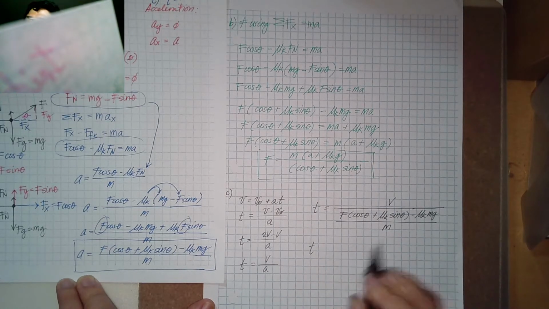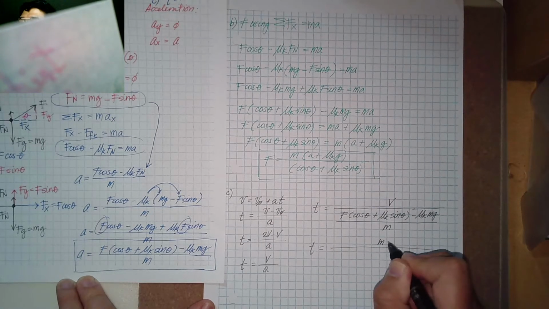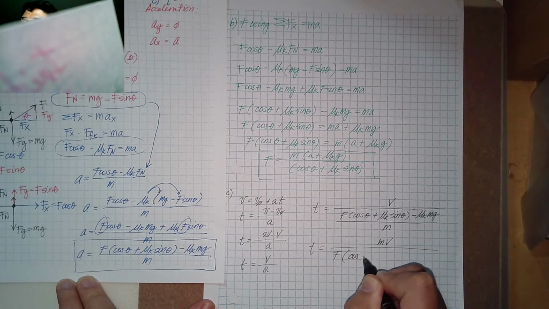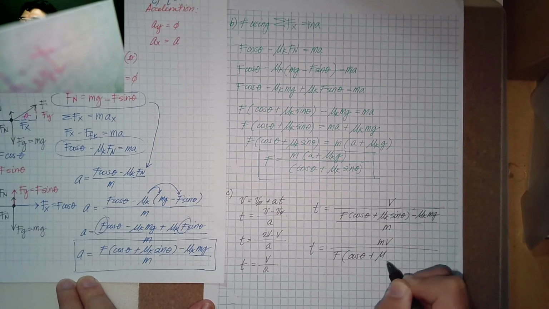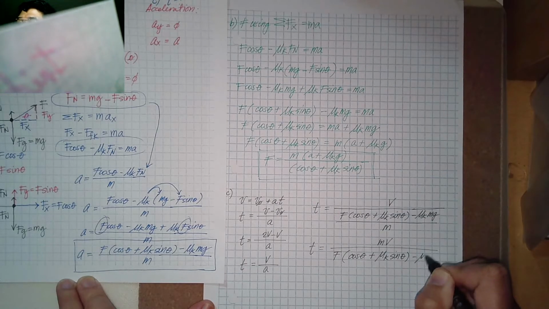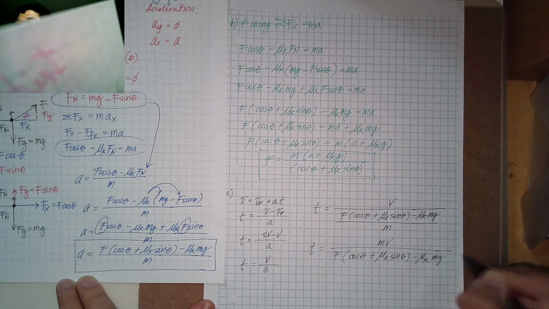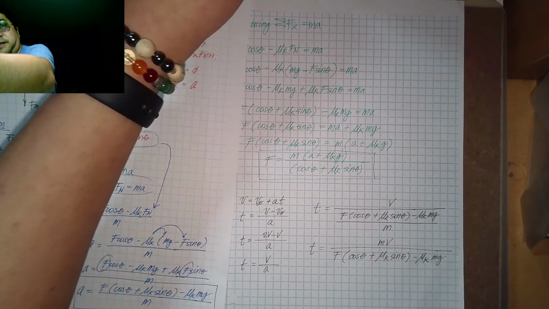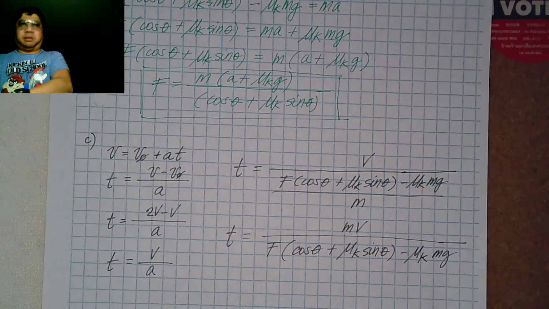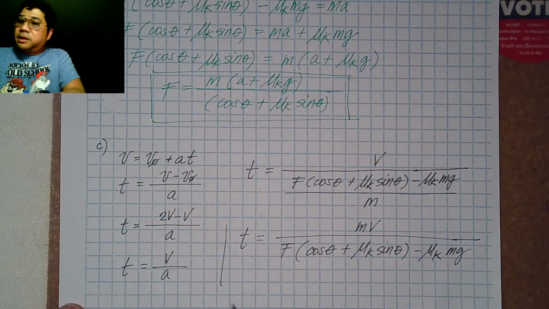So now we can just say that time is mass multiplied by the velocity divided by the force: F cosine theta plus coefficient of kinetic friction sine theta minus mu k times m and g. So let's analyze this. Does the equation make sense over here? We're answering letter C. So what does it mean?